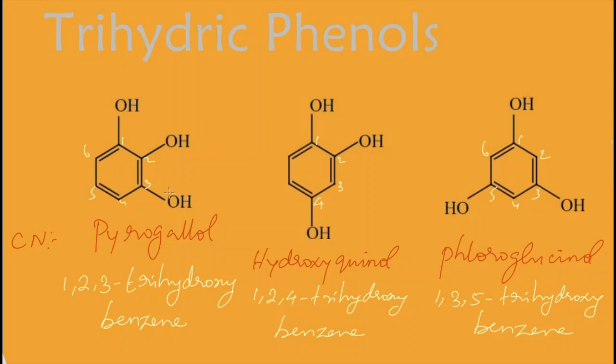So the IUPAC name for pyrogallol is 1, 2, 3 trihydroxy benzene. The second one is hydroxyquinol. The IUPAC name for hydroxyquinol is 1, 2, 4 trihydroxy benzene. And finally phloroglucinol. The IUPAC name for this compound is 1, 3, 5 trihydroxy benzene.